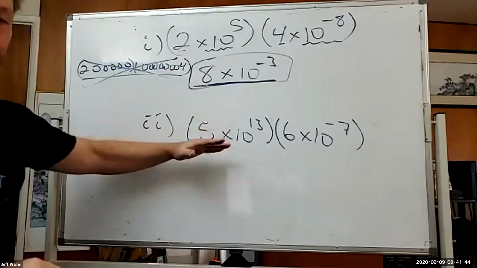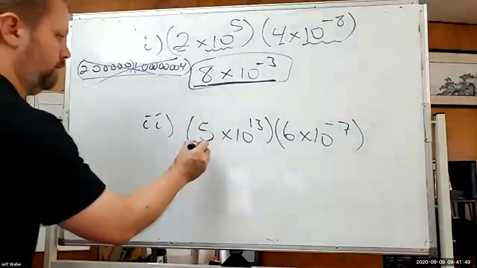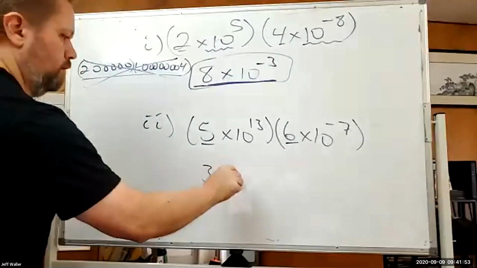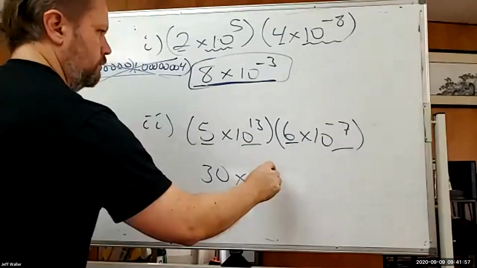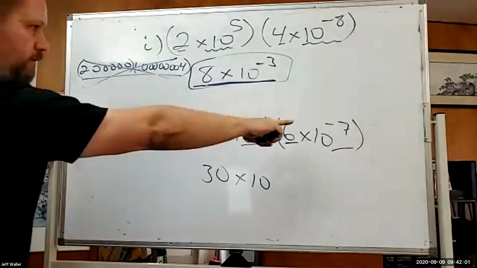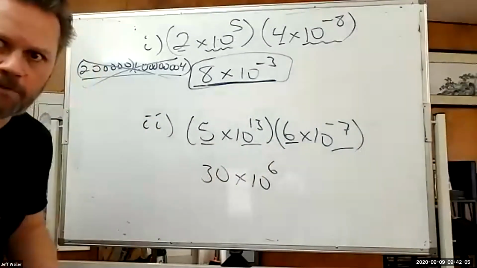So I do the exact same thing. The first step, same thing. What do I get? 30. 10 to the power of... no, it's negative 7, so 6. Everybody cool with that?